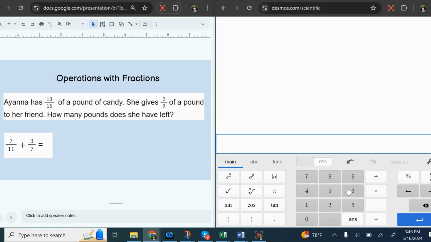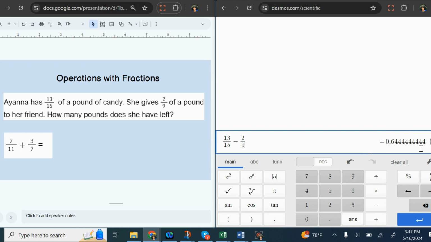And you can either use the buttons on your online calculator or use the numbers on your keyboard. So 13 divided by 15. So I use the division symbol this time. And since she's giving candy away, I am going to subtract 2/9. So I'm going to use this fraction notation this time and put a 2 over 9. And then my answer appears right here.